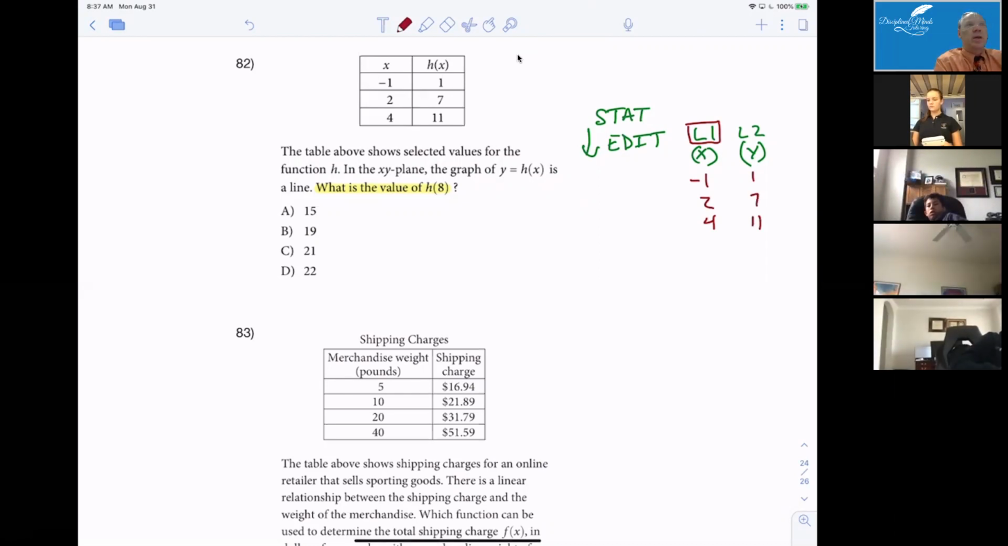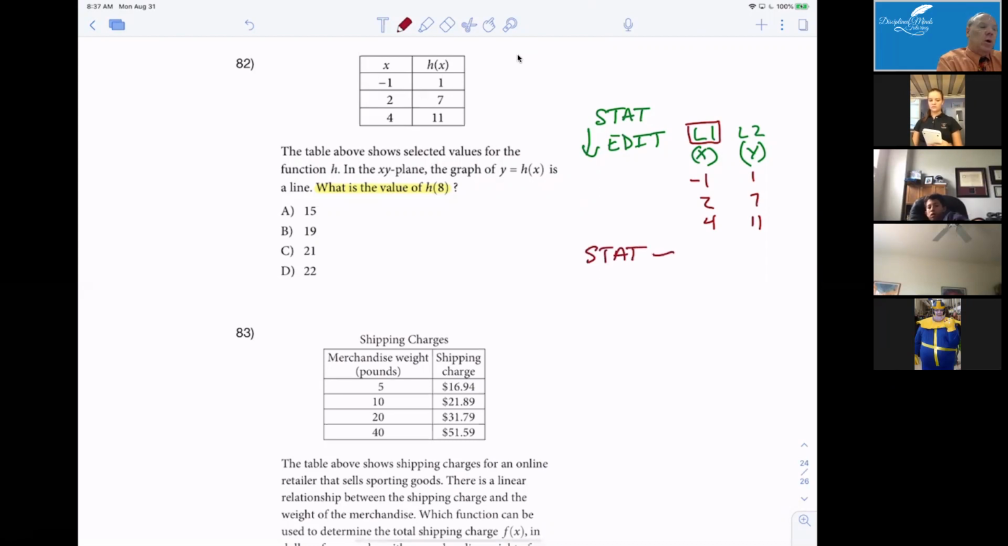All right, is everybody good on that? All right, now what I want everybody to do is go to stat. I want you to go over to calc, and then you're going to go down to linear regression. It's called the linear regression line, all right?